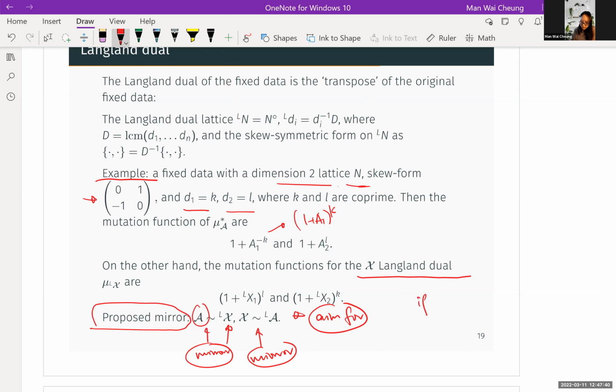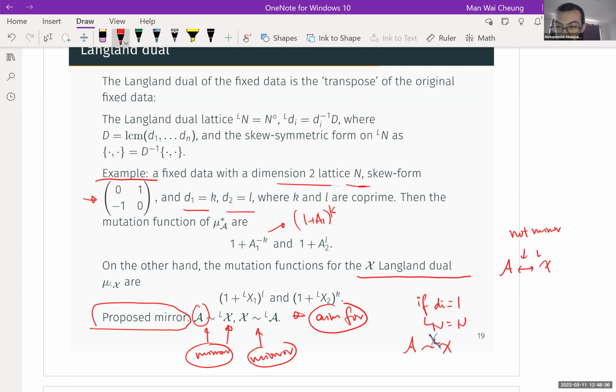If D_i equals 1, then the Lagrangian will be just itself, and then you can see I can just drop it off. But I do believe in general, A and X are not supposed to be mirror. Okay, thank you.